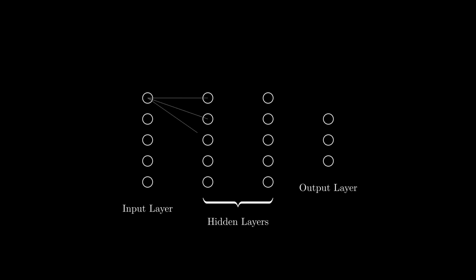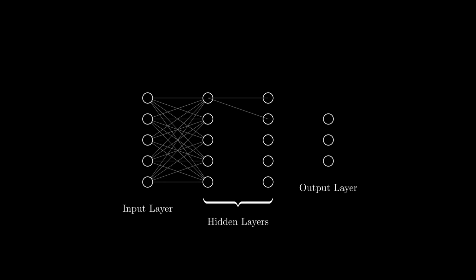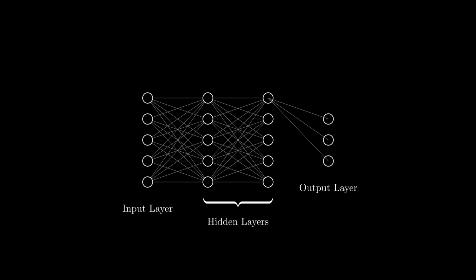Now, here is the most crucial part. These layers aren't isolated. Every single neuron in one layer is connected to every single neuron in the next layer. This creates an incredibly dense web of connections, allowing information to be mixed and transformed in very complex ways as it passes through the network.